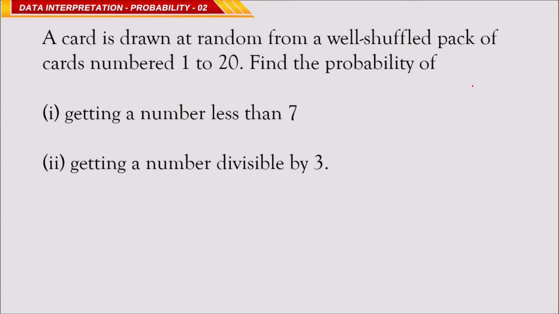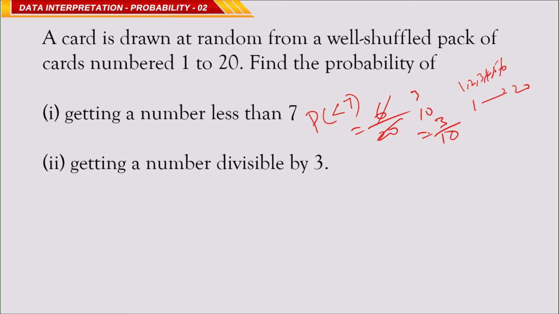First, favorable outcomes. Getting a number less than 7 means 1, 2, 3, 4, 5, 6. This is the favorable outcome. What are the total outcomes? Total outcomes is 20, correct? From 1 to 20. So the probability of getting a number less than 7: favorable outcomes is 6, total outcomes is 20, 6 by 20. So 2 3s are 6, 2 10s are 20, the probability of that event is 3 by 10. That is it.